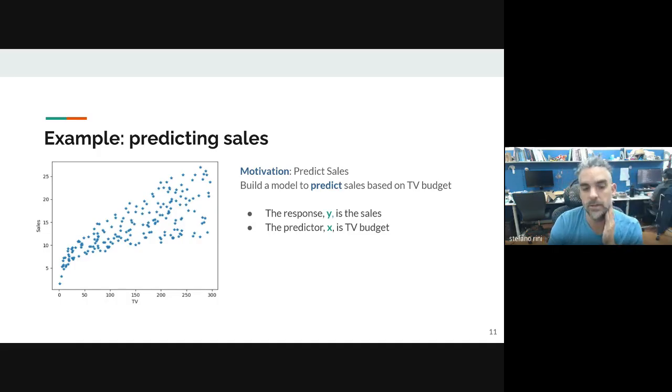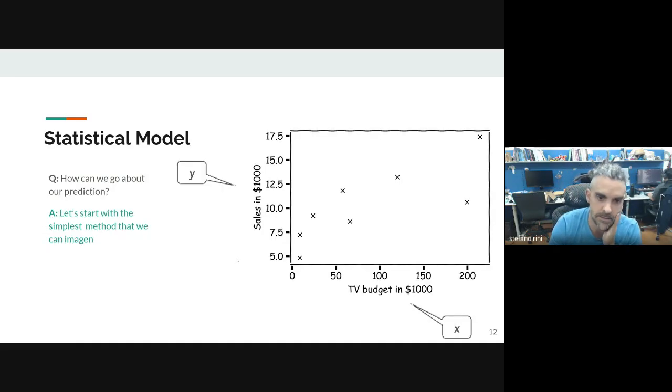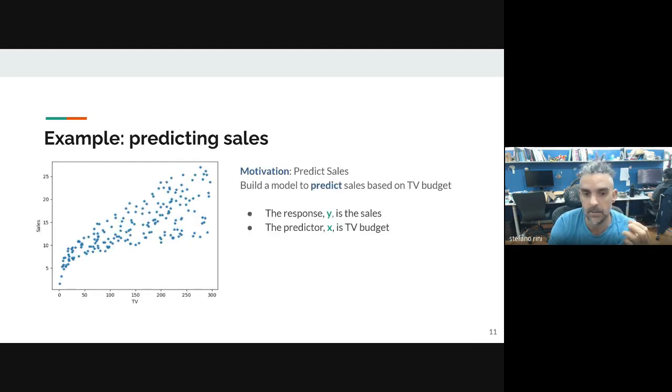But there is a story that you can tell from this, and especially you can tell that there is some sort of prediction that you can make, right? Because you can predict that if your budget lies around here, then your sales will lie around here, and if your budget is around here, then your sales will be around there. Easy piece.